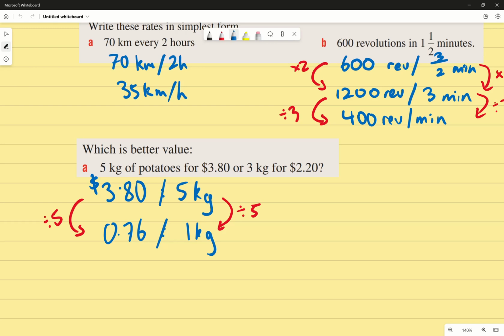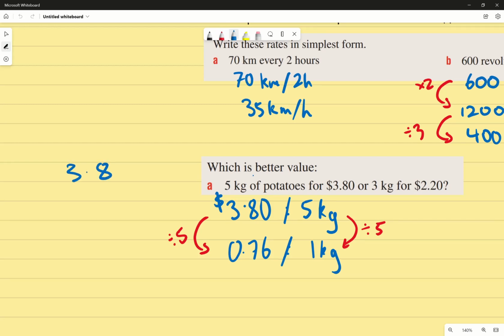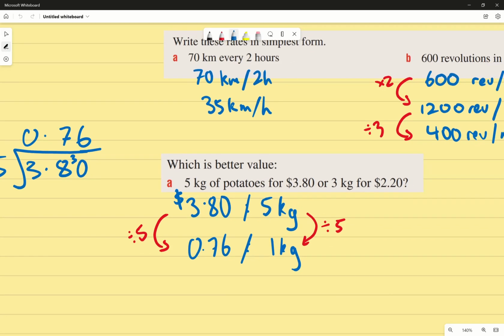Is that a hands up at the back? No? If you're not sure, you're more than welcome to use the method here. So that's 5. That goes into 38, sorry, 7 times. And then of course we have 3 remainder. 5 goes into 30 6 times, gives us 0.76. Great. So we know that this 5 kilograms for $3.80 costs 76 cents per kilo.